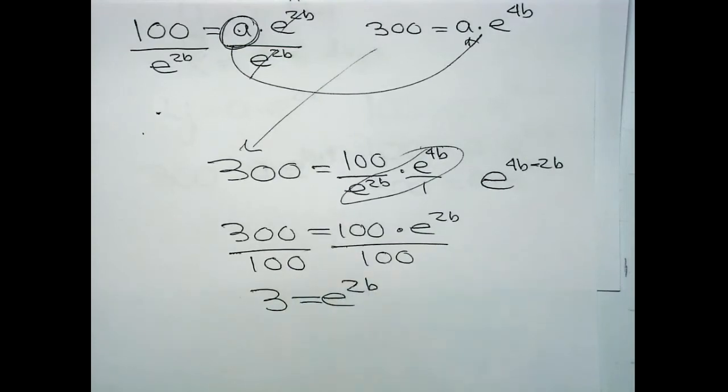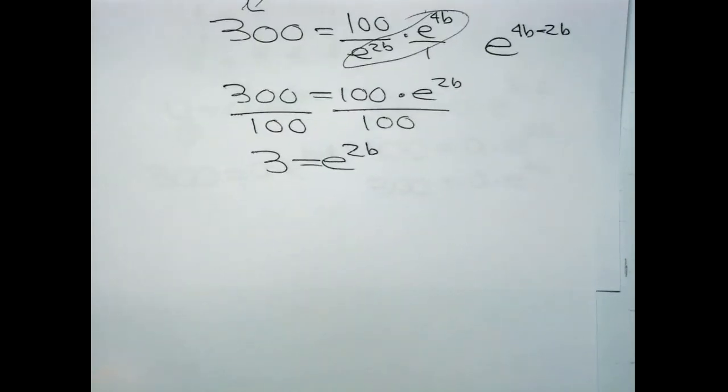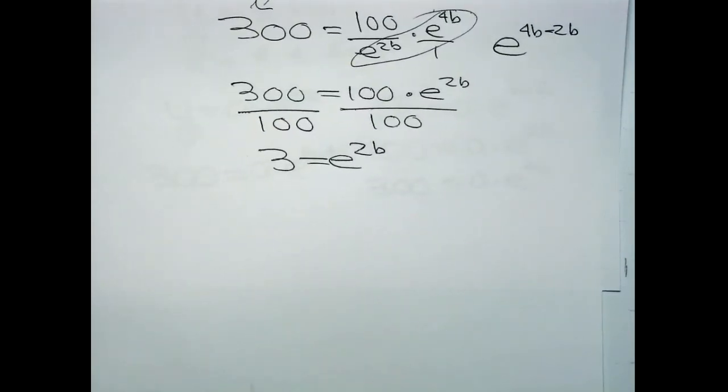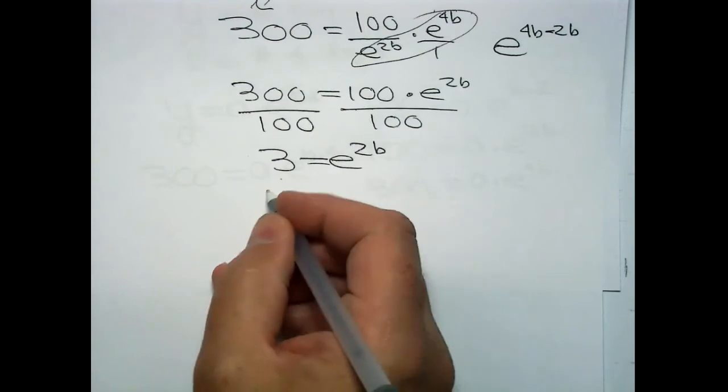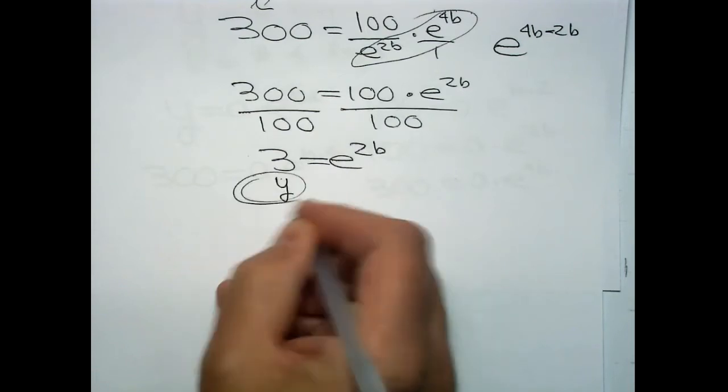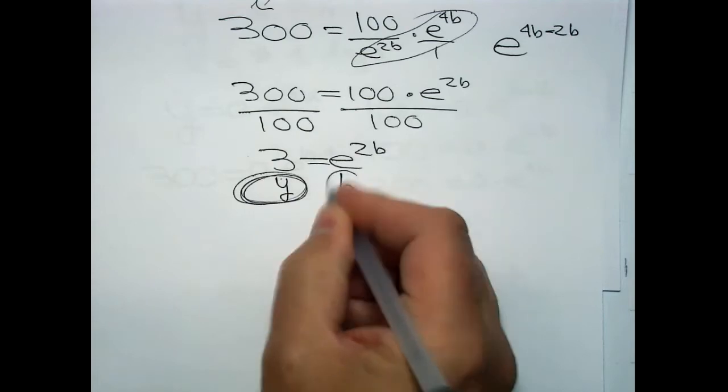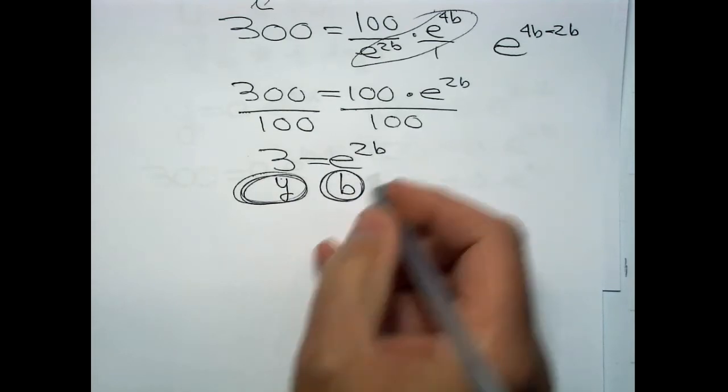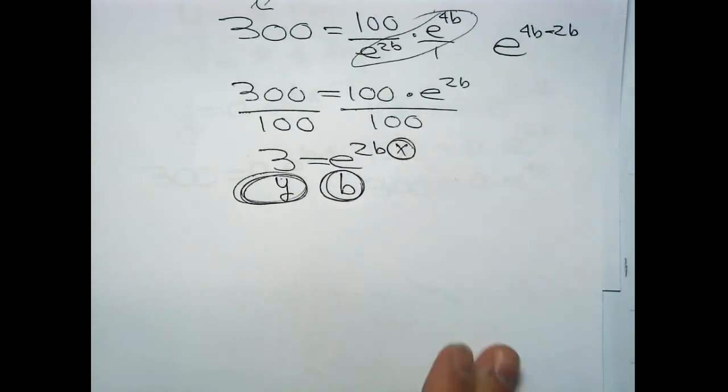Now, how do we go from here? To finish this problem, I want you to identify the components of your exponential. This is your y. This is really your b for base, not that b, a different b. And this is your circled x for exponent.